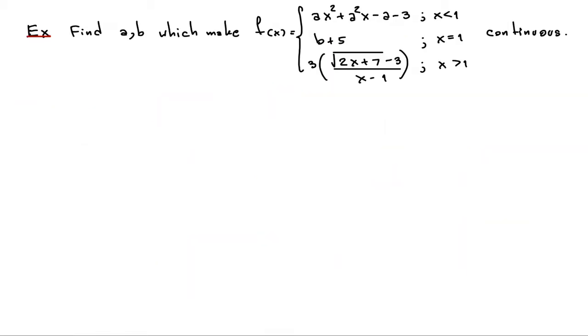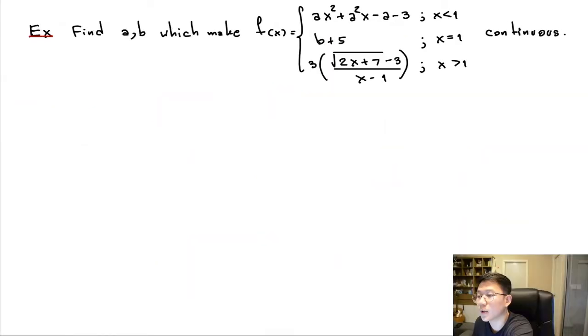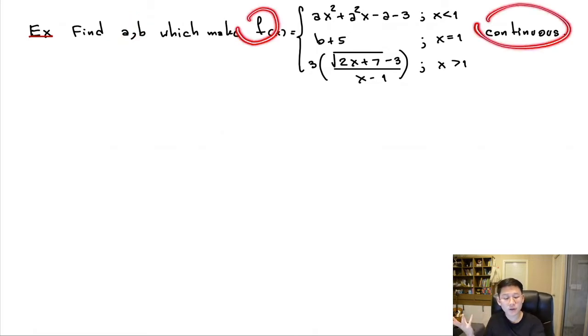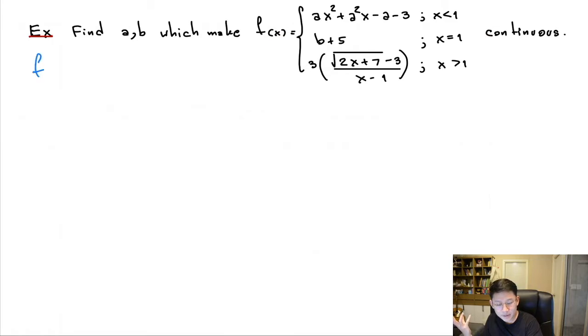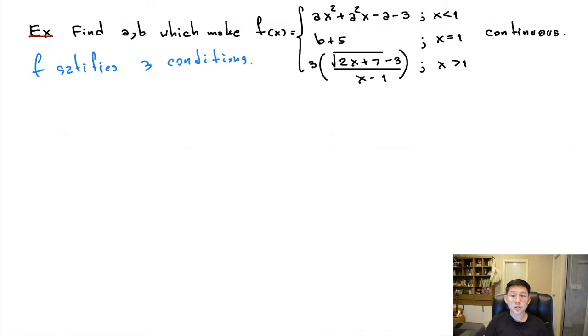Okay, let's look at another example. This one: find values a and b which make f continuous. So right now we want to find a and b that make f continuous. If f is continuous, it means that f satisfies the 3 conditions.